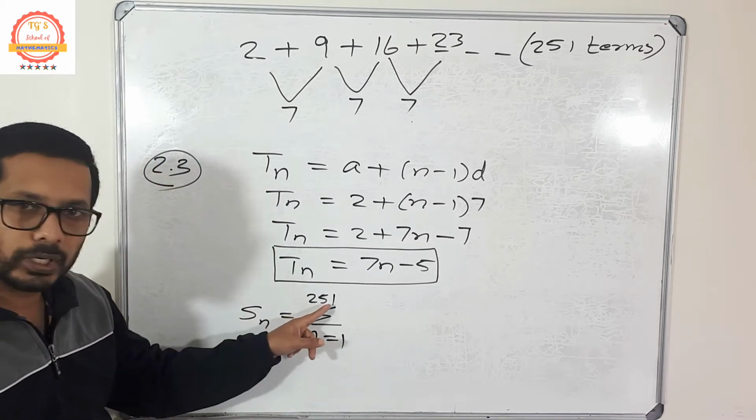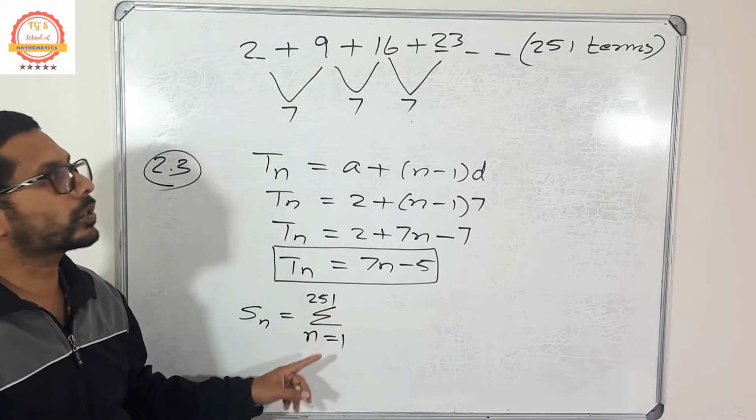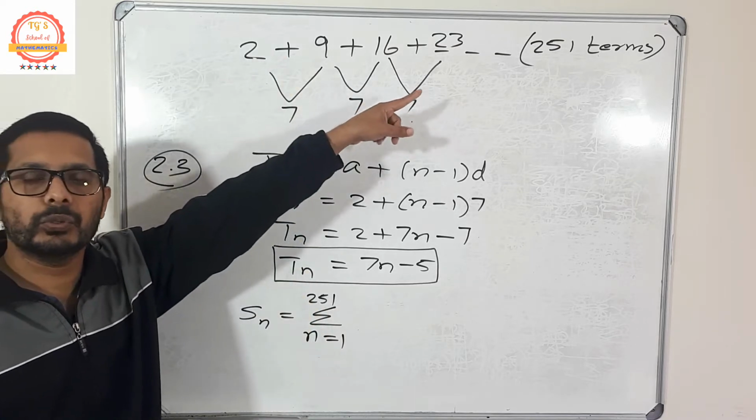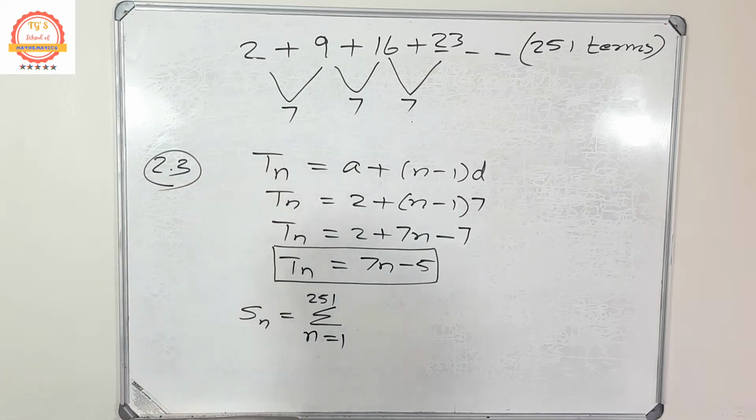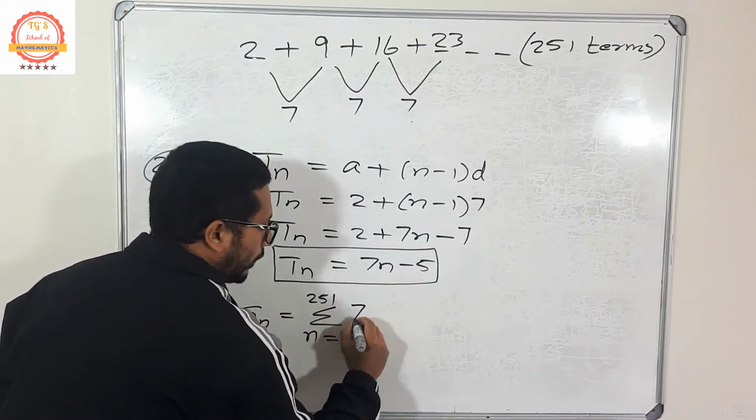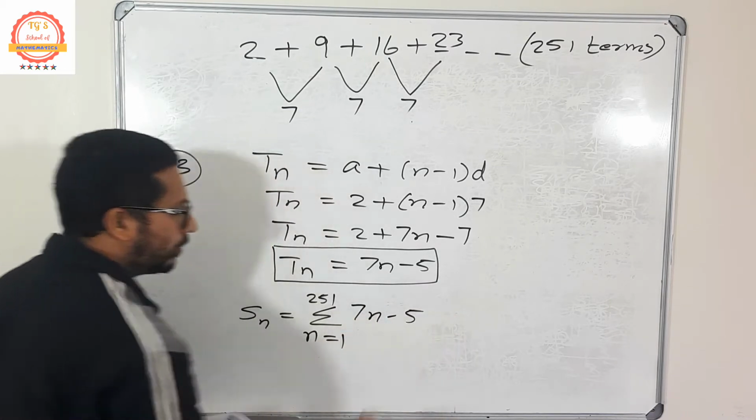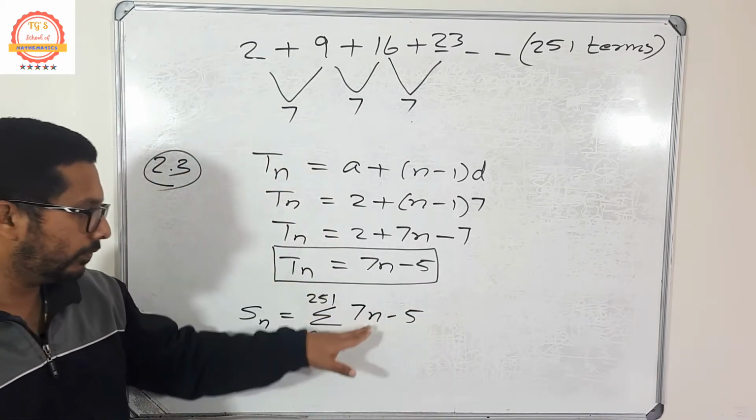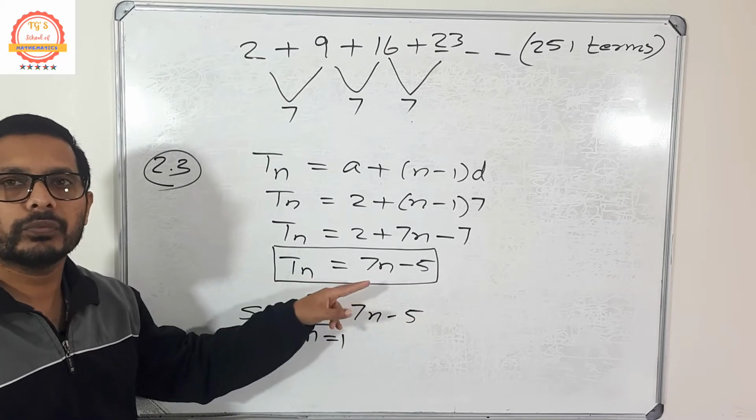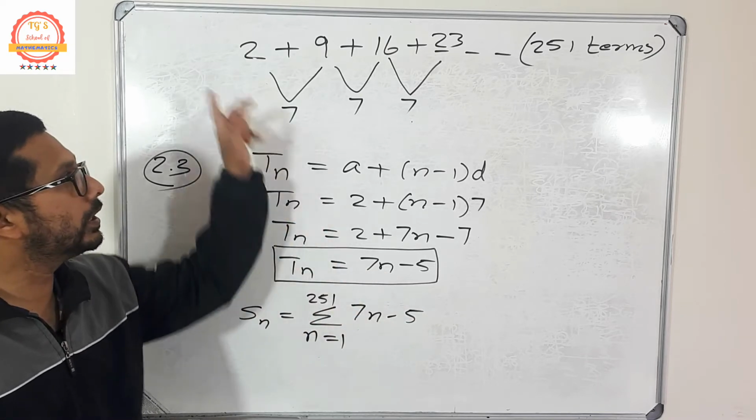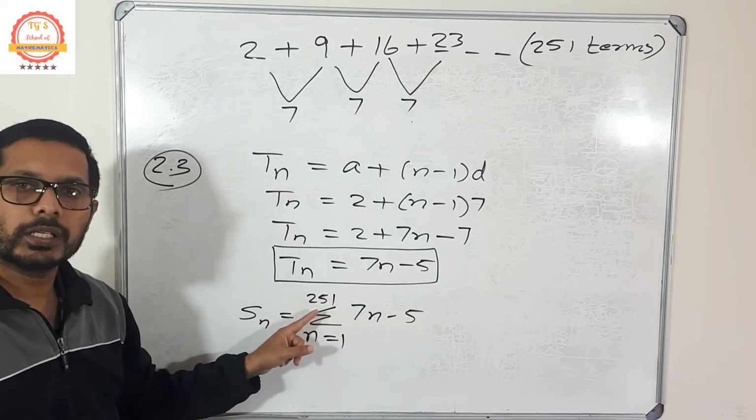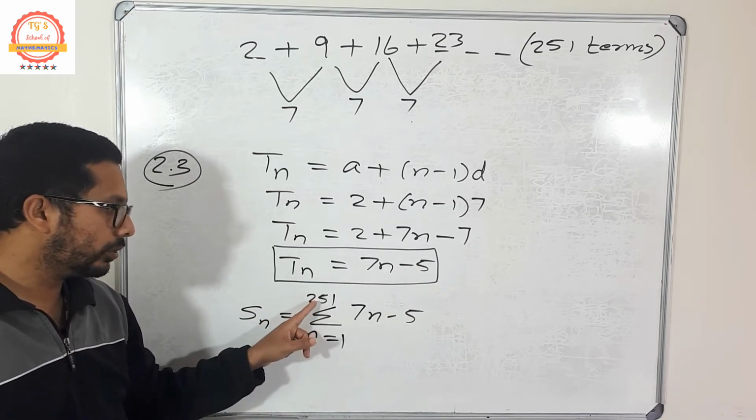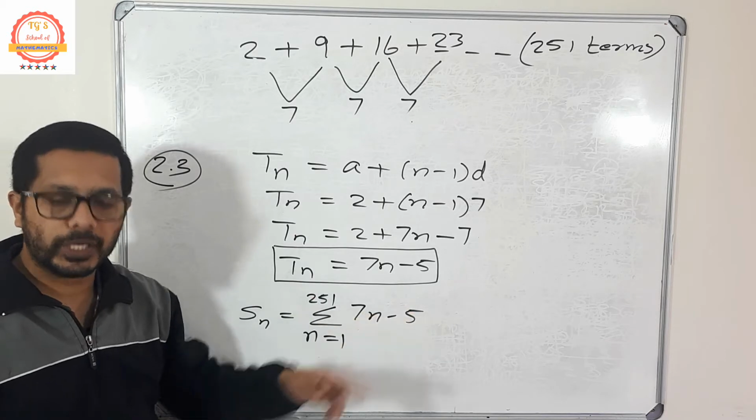How do you get this 251? Because in the question it is given that there are 251 terms. Now you have to write 7n minus 5. We already found the general term for this series, that is 7n minus 5. So what is the sigma notation? Sigma n is equal to 1 to 251, 7n minus 5.